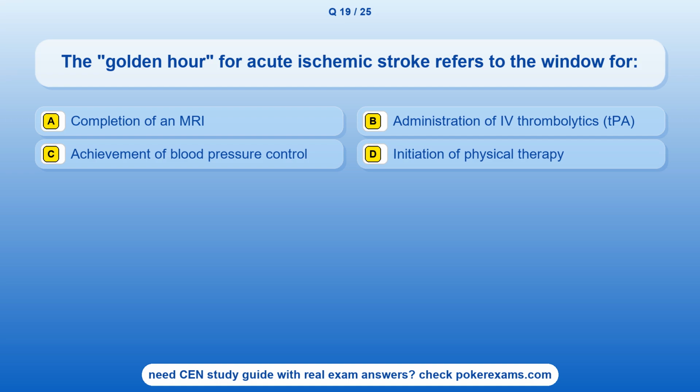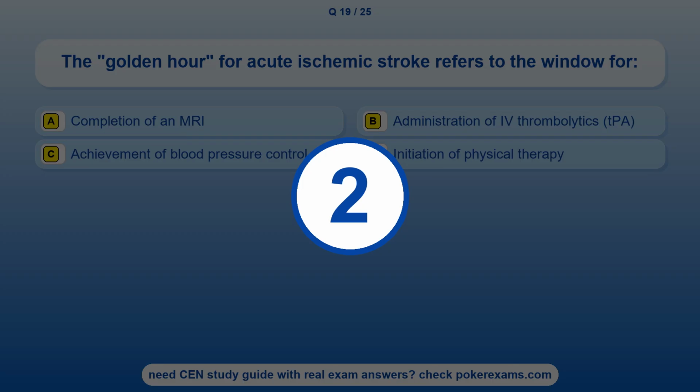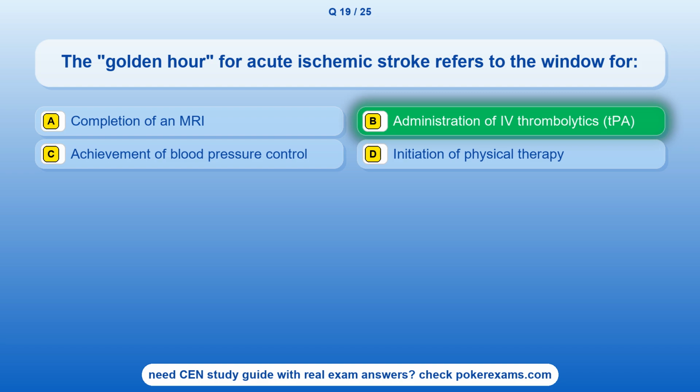Question 19. The golden hour for acute ischemic stroke refers to the window for option A. Completion of an MRI. Option B. Administration of thrombolytics, TPA. Option C. Achievement of blood pressure control. Option D. Initiation of physical therapy. The correct answer is option B. Administration of thrombolytics, TPA.